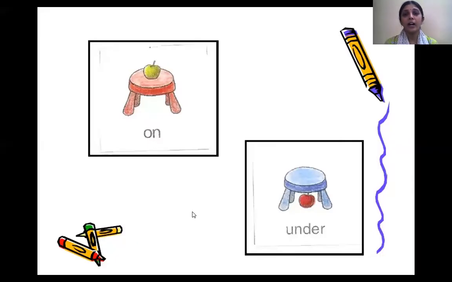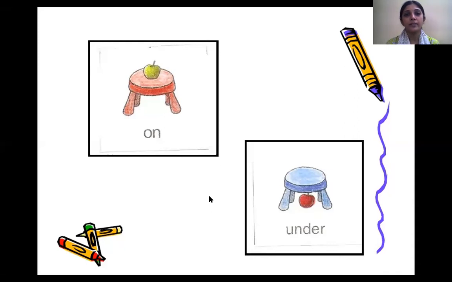Another one is under. When something is placed under, a cat is sitting under the table. So then we use the preposition under. They both, on and under, are quite easy to understand.